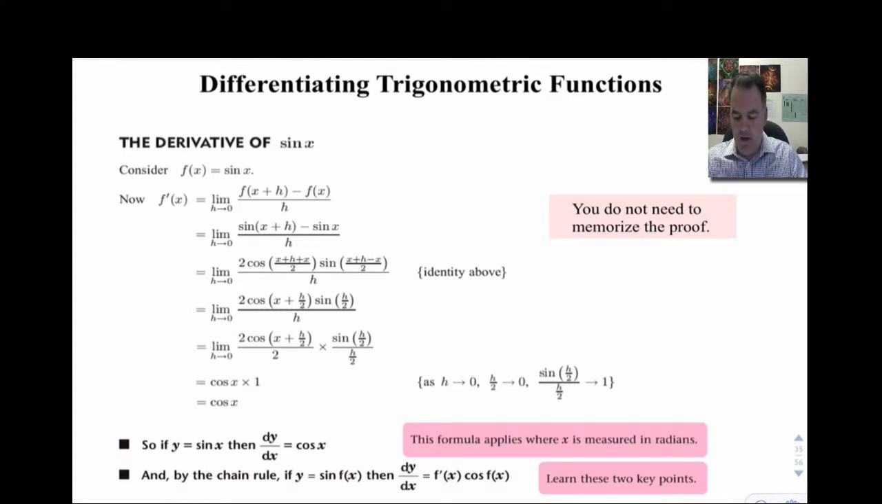This first page here just goes through the proof of the basic derivative of sine x. This is the formal proof using differentiation from first principles. This formula here for the derivative is the most basic formula that we can have for what the derivative actually means. You don't need to know how to do this proof. It's in there, I'm not going to go through it, you can have a look at it. But the upshot of it is that the derivative of sine of x is cos of x.